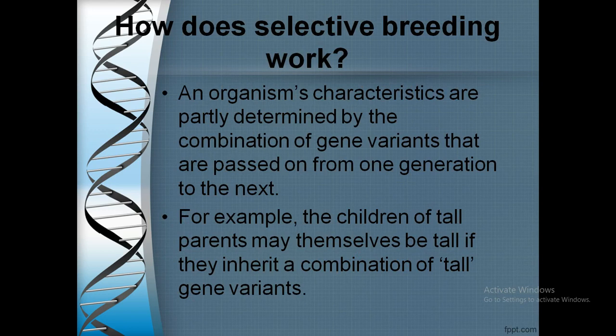How does selective breeding work? An organism's characteristics are partly determined by the combination of gene variants that are passed on from one generation to the next. Gene variant means the variety of genes or the changes in the genes present in a species or in a generation. For example, the children of tall parents may themselves be tall if they inherit a combination of tall gene variants.